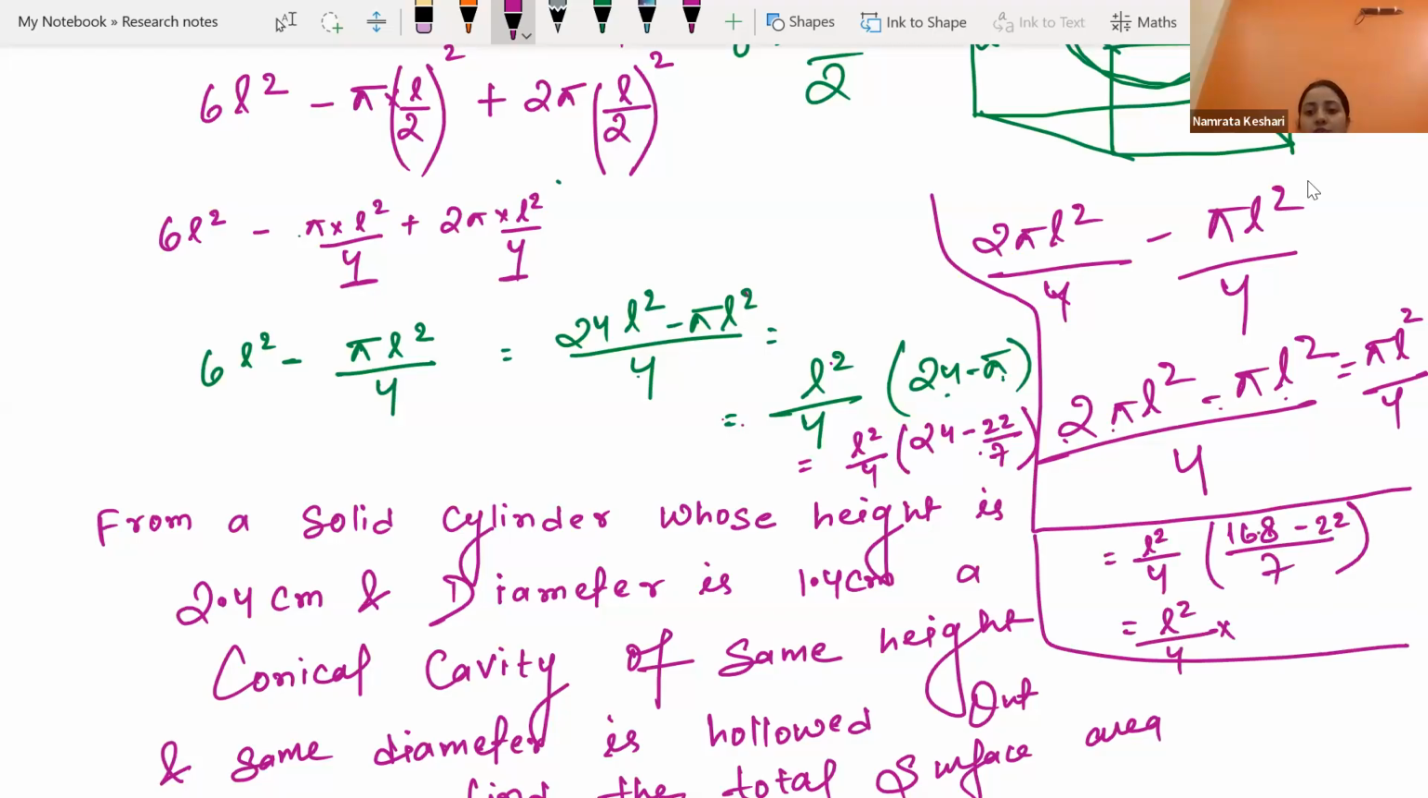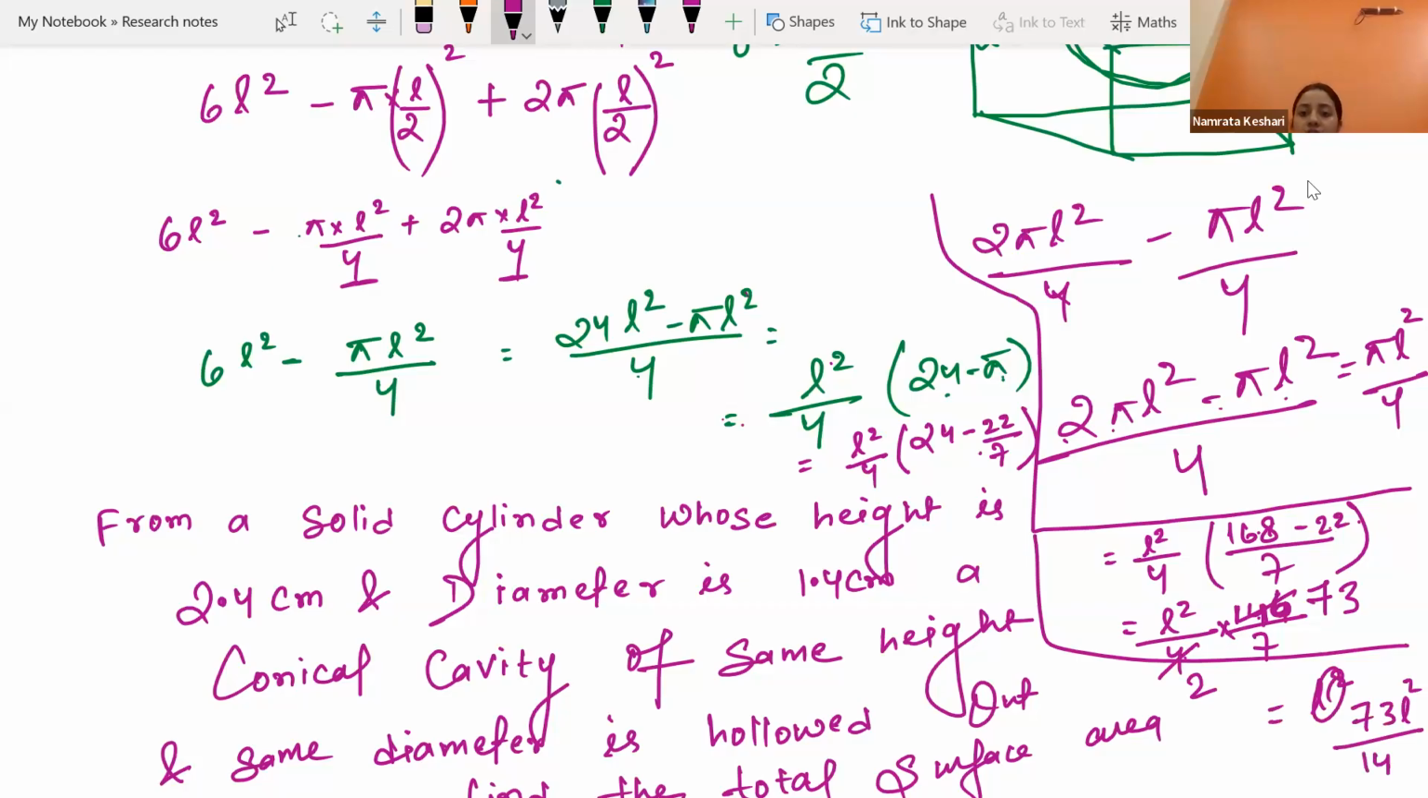168 minus 22. 8 minus 2 is 6, then 4, then 1. 146/7. I can see we can cancel them. With 4 it is not possible, with 2 it is possible. 2, 7 times. We are getting L square 73 L square by 14.